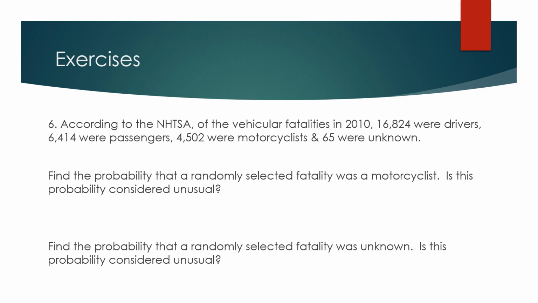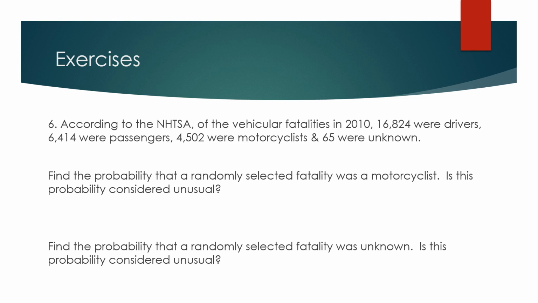According to the NHTSA, which is the National Highway Transportation and Safety Administration, of the vehicular fatalities in 2010, 16,824 were drivers, 6,404 were passengers, and 4,502 were motorcyclists. 65 were unknown. So the unknown can be something like bad paperwork. I guess technically if two people were thrown from the car, it's possible that they didn't know who was the driver in that case. But it's more likely that it was bad paperwork, in my opinion.